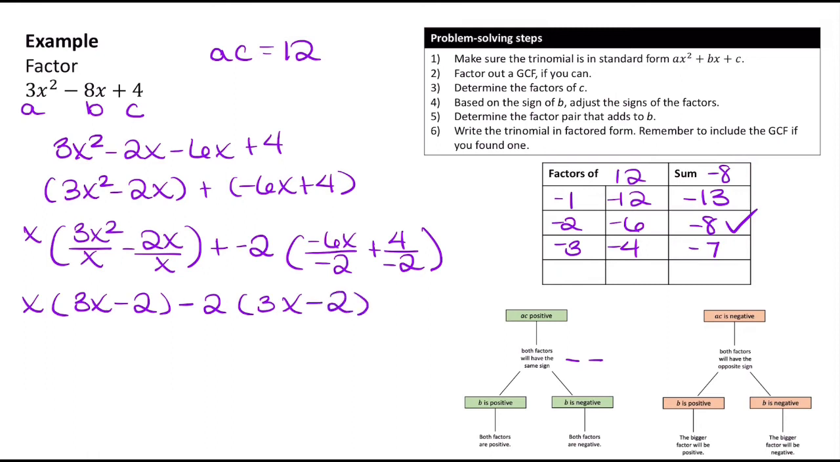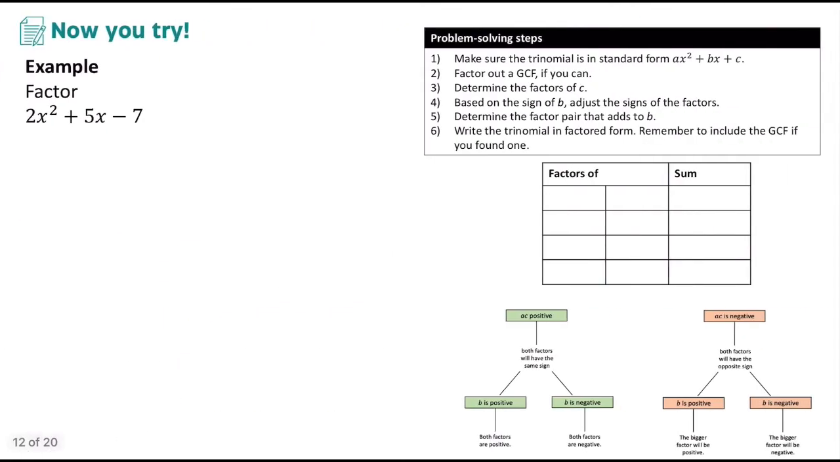So now we can factor out that common binomial, that 3x minus 2. And then we have the outside terms, which are x minus 2. So that's the factored form of this expression. So now you can go ahead and pause the video and try doing this example on your own.